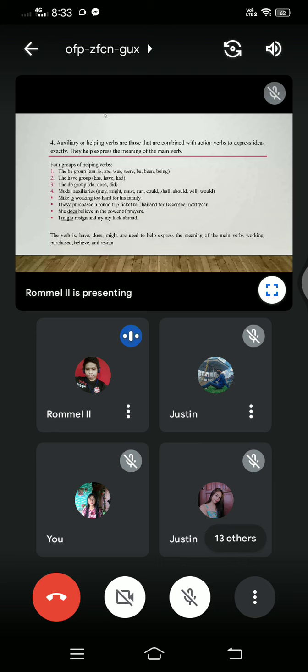In the first example, it stands as the be group, which is the is. The example is: Mike is working too hard for his family. The is stands as the auxiliary or helping verb, describing what Mike is doing for his family. And the second example is: I have purchased a round-trip ticket to Thailand for December next year. The have stands as the auxiliary or the helping verb.